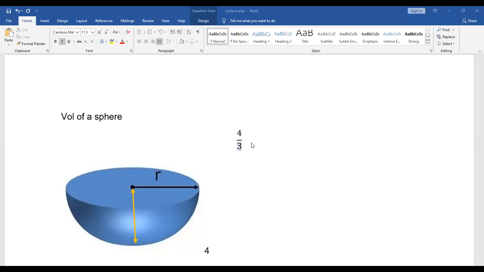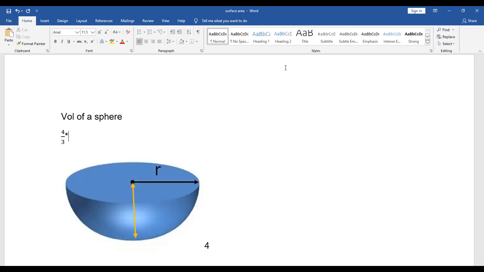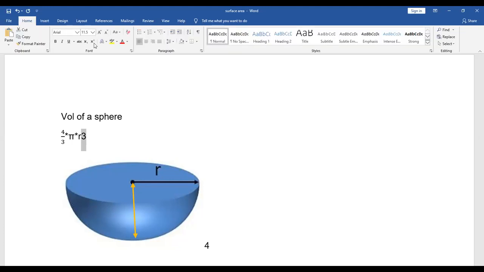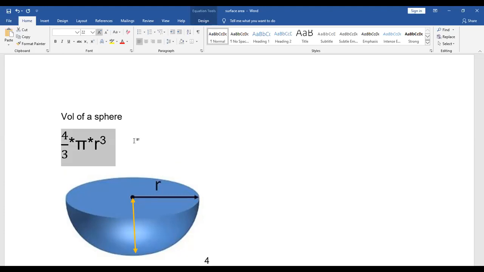So 4 over 3 here multiplied by pi. So we come here and insert our pi. And then multiplied by radius cubed. So this is how you are able now to get the volume of the sphere.